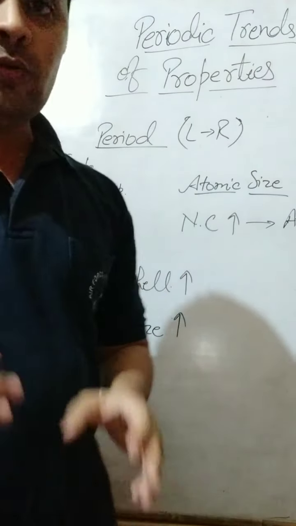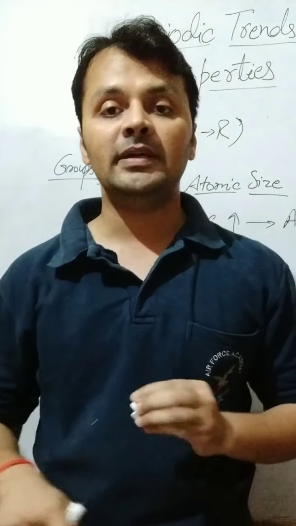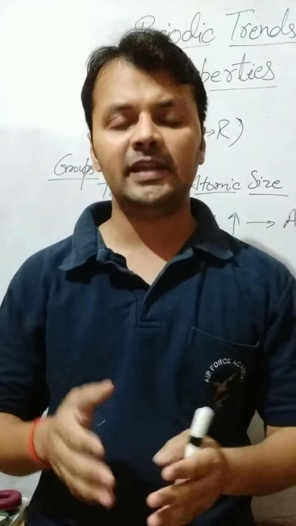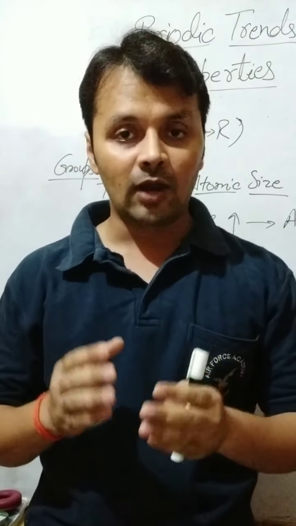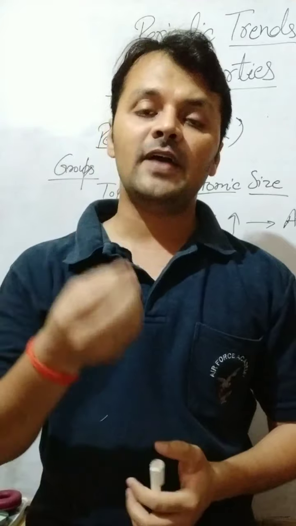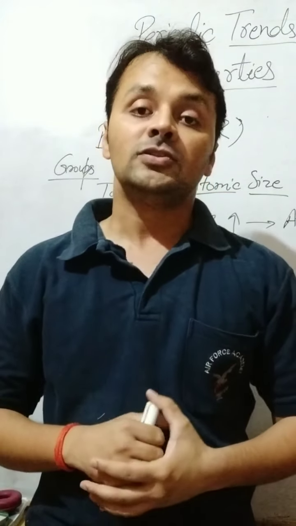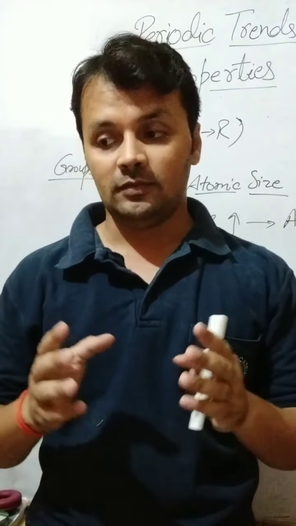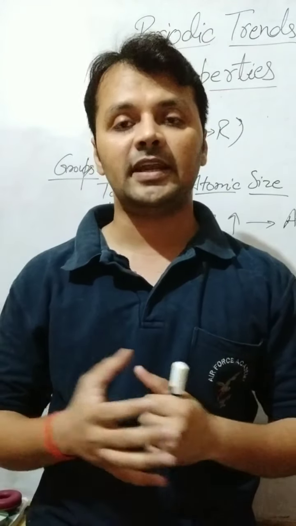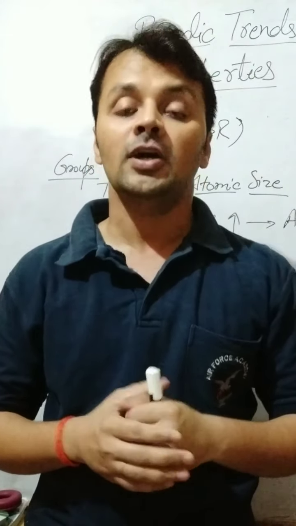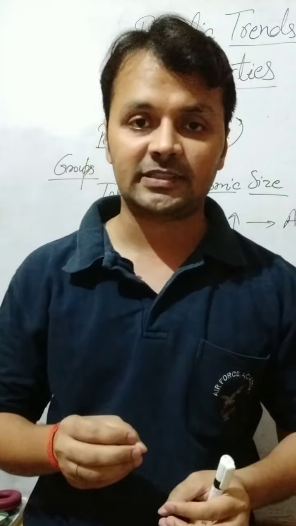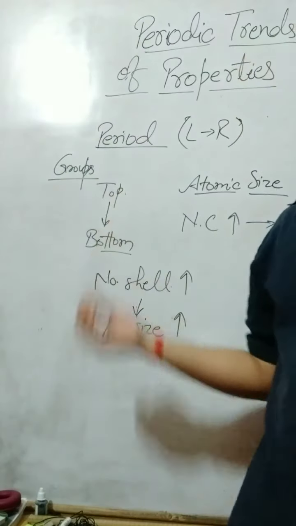But how can we determine the atomic size? The atomic size is determined by the atomic radius of any atom. So how can we calculate the atomic radius? Atoms are very small, you cannot see them, so it is very difficult to measure the atomic radius exactly. For that, we have concluded some ways, in a molecular form, to calculate the radii of the atom. So let's study about those atomic radii.